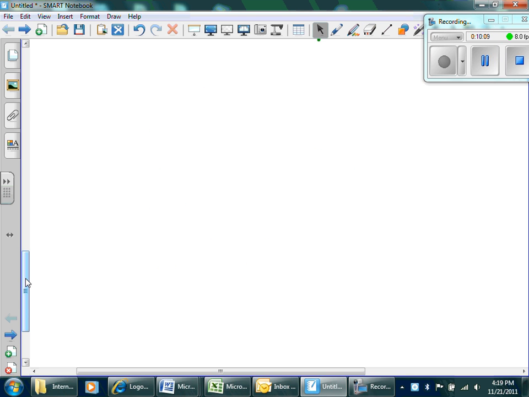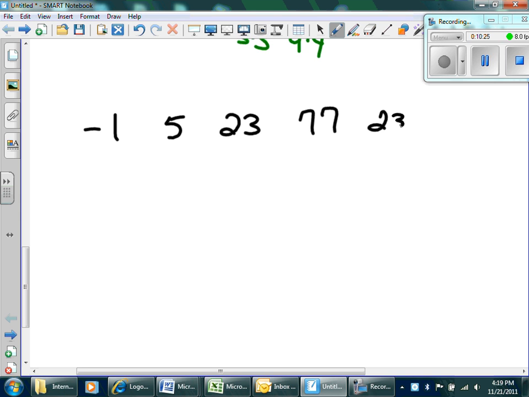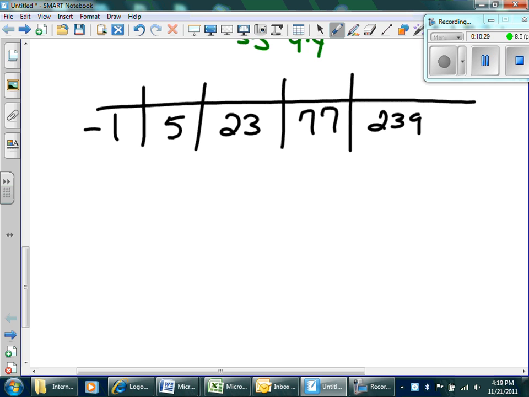Okay, let me see here. We need one more pattern, and you can probably guess this is going to be an exponential one. We go -1, 5, 23, 77, and 239. Again, I'll make my table. This will be N, 5, 4, 3, 2, 1, blast off. Okay, I start in the same way.